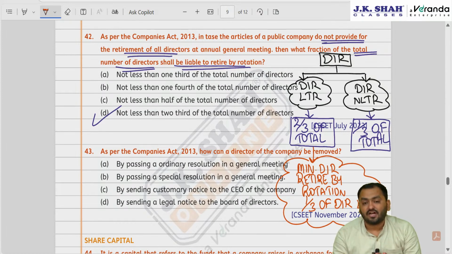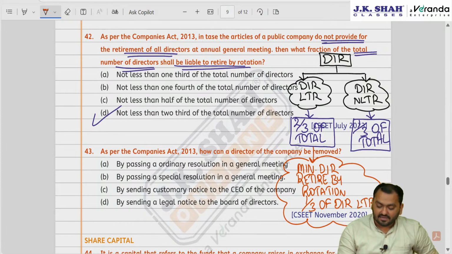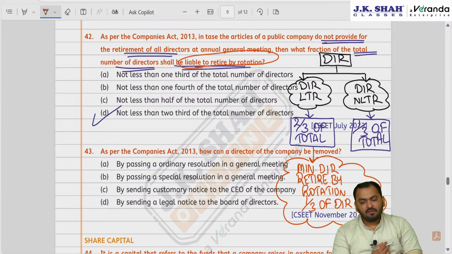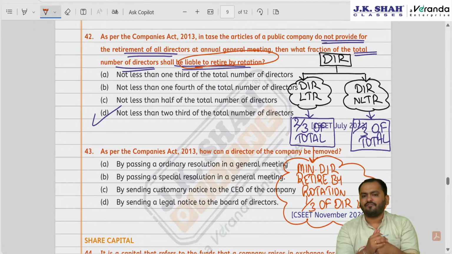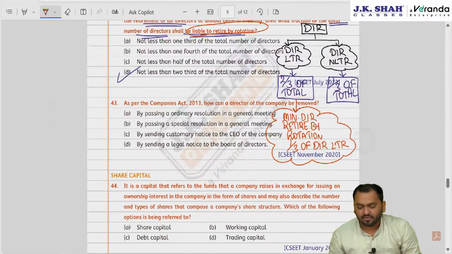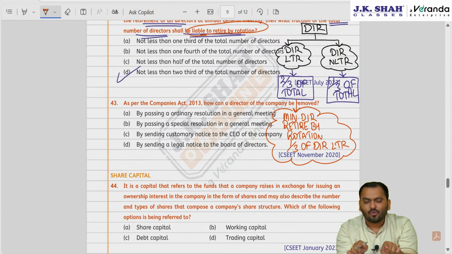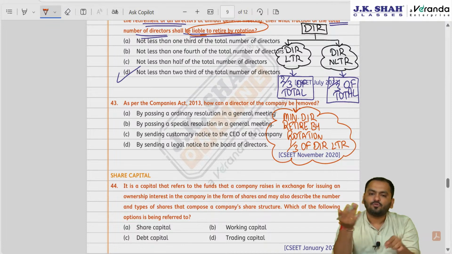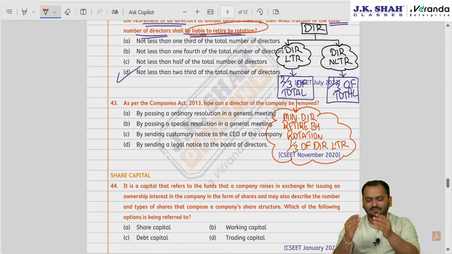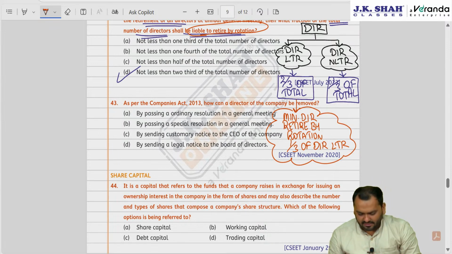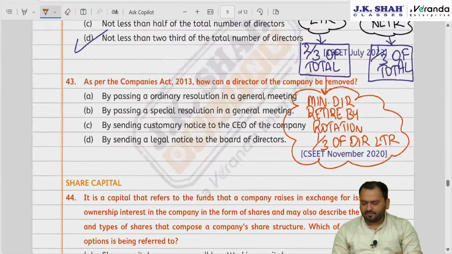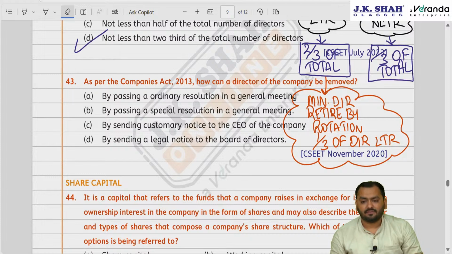In the question they asked how many directors are liable to retire, therefore we have marked D as the option. But how many directors actually have to retire? The minimum number of directors who actually have to retire is 1/3 of that 2/3, that is, 1/3 of the directors who are liable. So whatever the answer of 1/3 of 2/3 is, those directors will actually have to retire by rotation. I hope this is clear to everybody. This first question was asked in the July 23 exam.